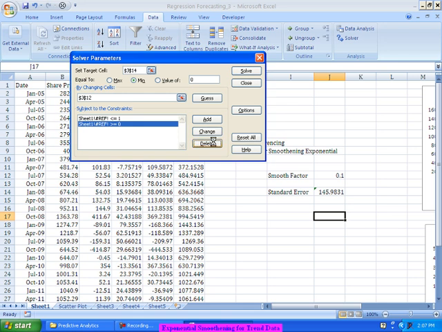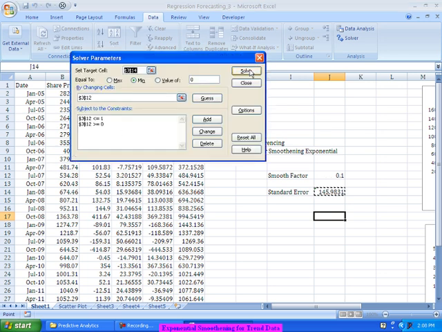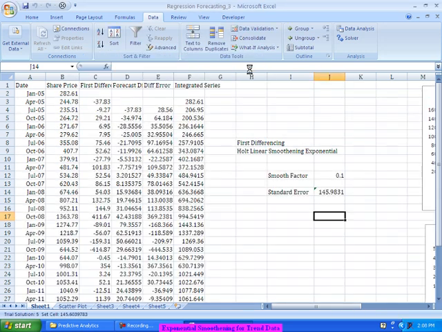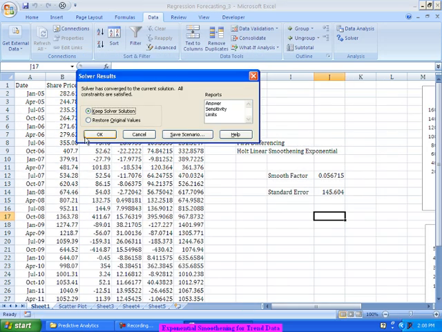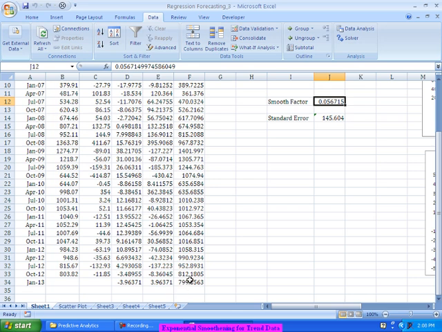And of course, I have to add a couple of new constraints. The constraints for me in this case are the smoothening factor should be less than or equal to 1, as well as the smoothening factor should be greater than or equal to 0. So we are adding these two, and based on that, asking the Solver to actually resolve this question for us. And that is saying that in this case, take the smoothening factor as 0.056, which is 5.6%.